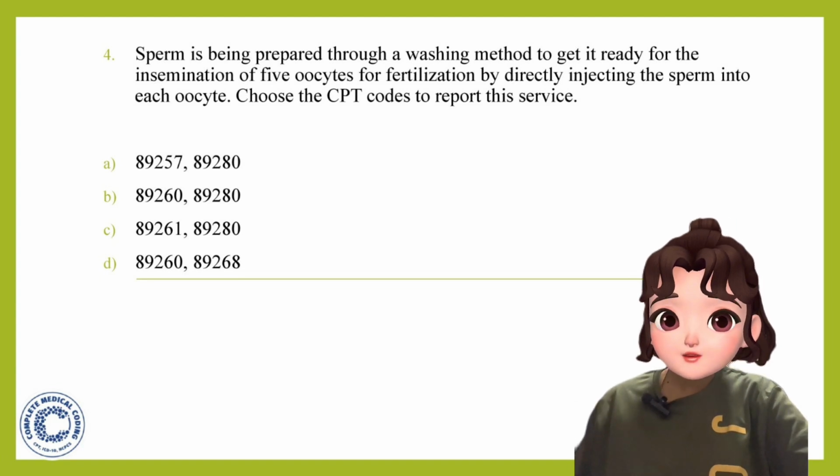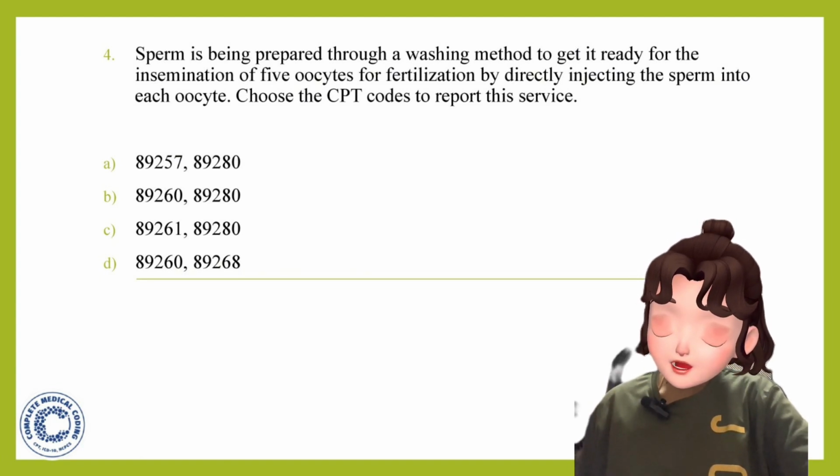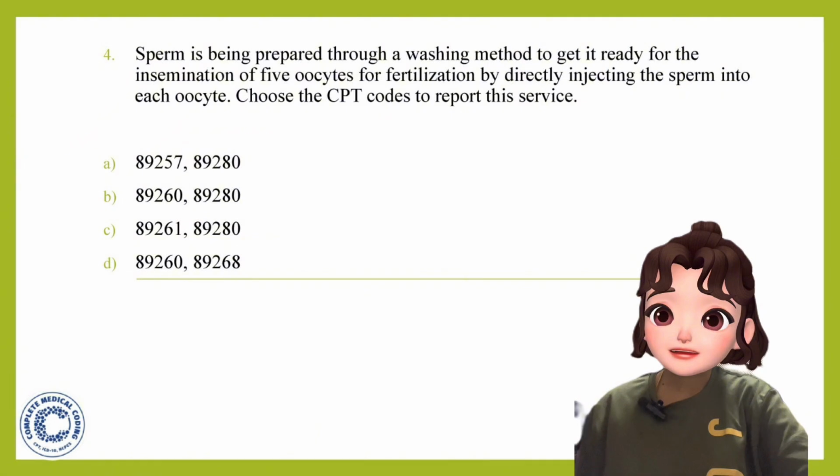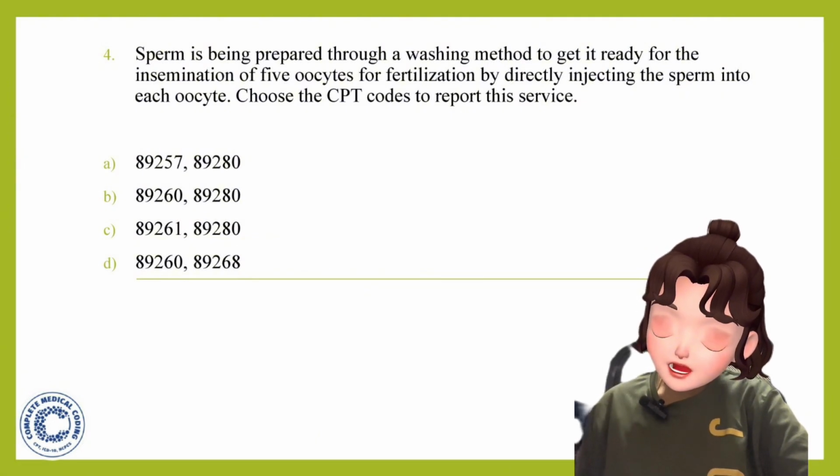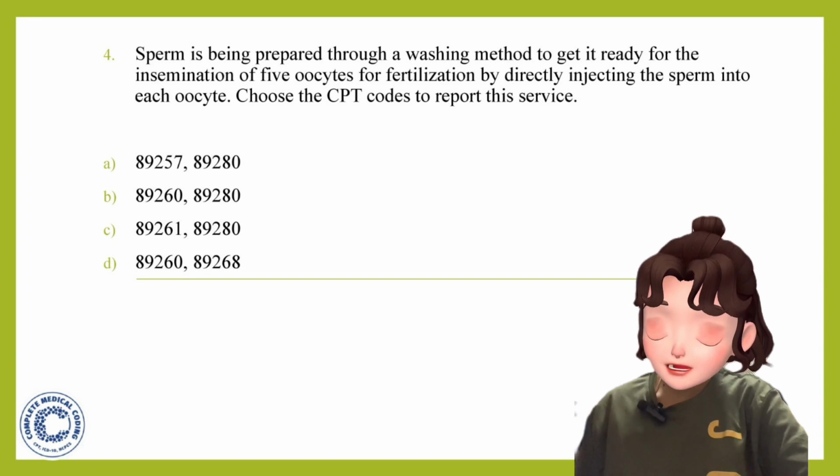Moving to the codes directly, let's check the options. What is the first one? 89257. Sperm identification from aspiration. This is not sperm identification.